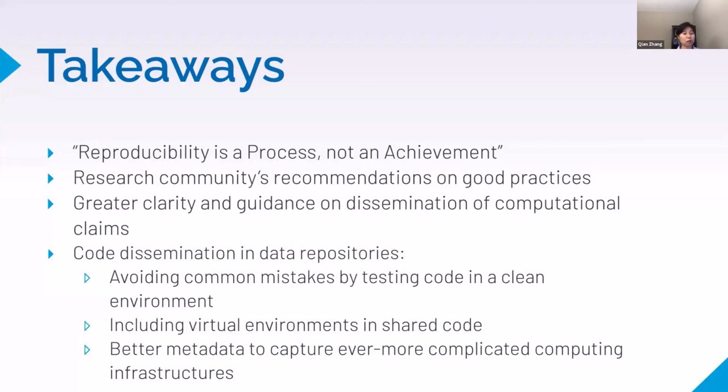The takeaways for both talks here: reproducibility is a process, not an achievement. The research community's recommendations on good practice will be a huge thrust for best practices and also for the feasibility of computational reproducibility. We still need to pay attention to greater clarity and guidance on dissemination of computational claims, including data, code, workflows, and publications, making them coherent with each other.